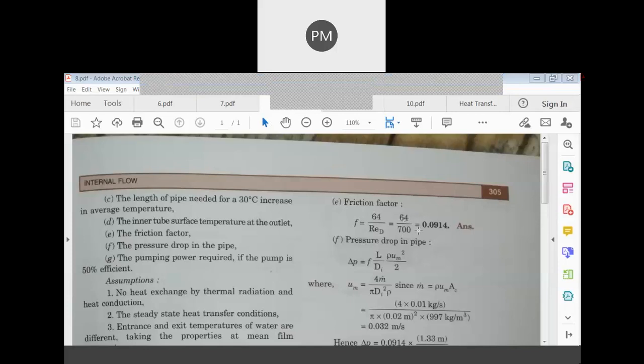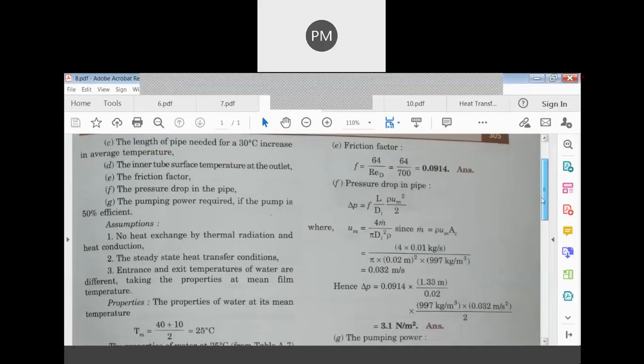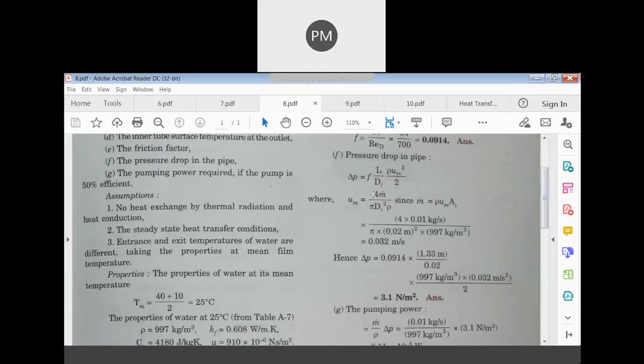So Reynolds number you have got 700, right? So again, friction factor can be calculated. Once you got this, next pressure drop. You have to remember this formula, delta P equals friction factor into L by D of rho U square. How will you obtain the velocity? 4m by pi d mu.